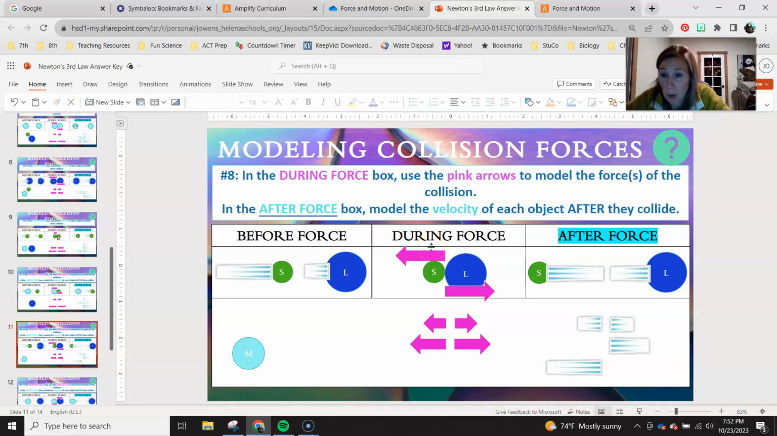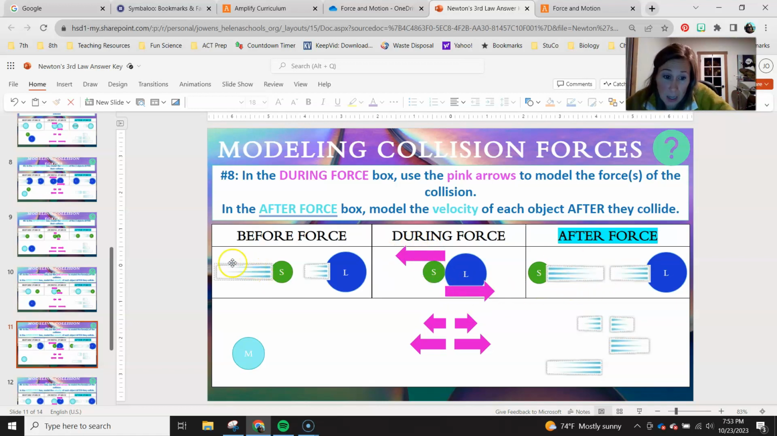Again, you could have chosen small or medium as long as those two pink arrows are exactly the same. Even though this is a smaller object and this is a large object, they're going to hit each other with the same force. So they're just going to see a bigger change, a bigger effect, if you will. The cause is that they have the same force. The effect is going to be different because they have different mass. So here's our cause: these two pink arrows that are exactly the same but in opposite directions.